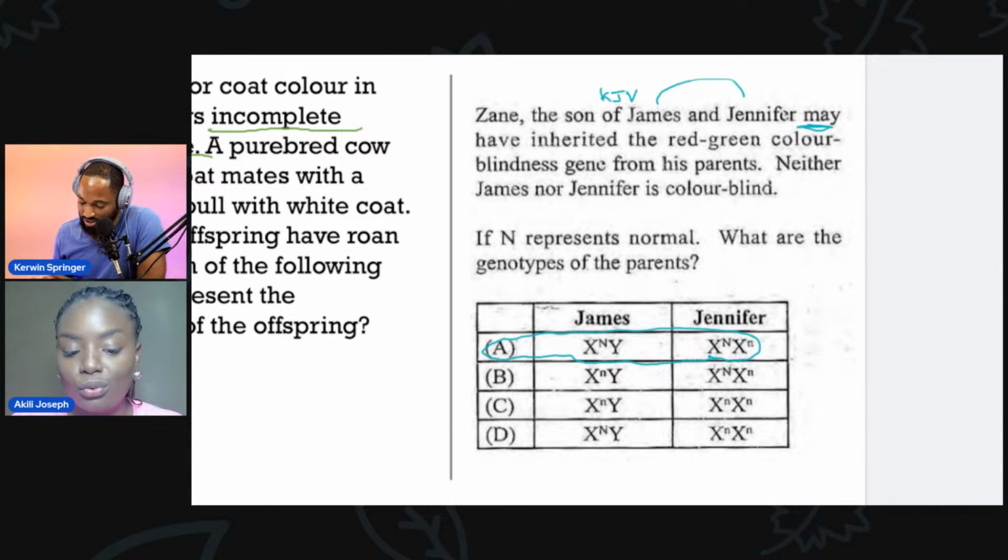So James, if he is not colorblind, he must be this, right? So it's either this or this. And Jenny has to have the big N too.